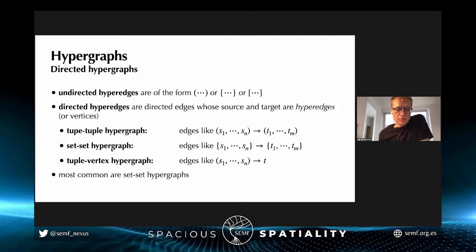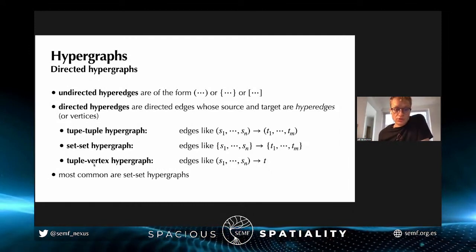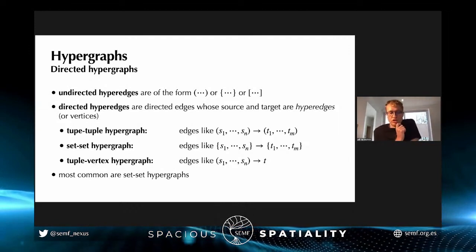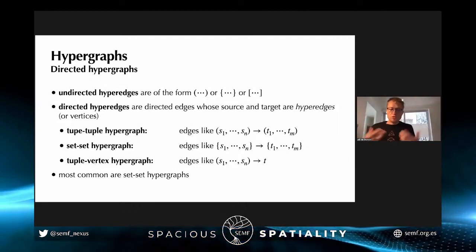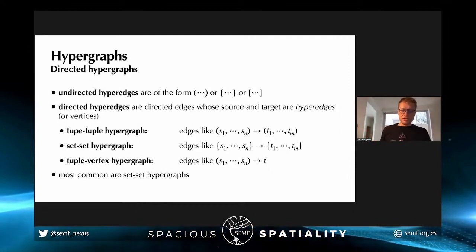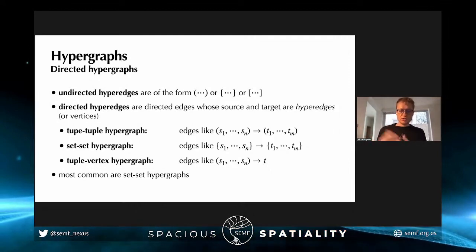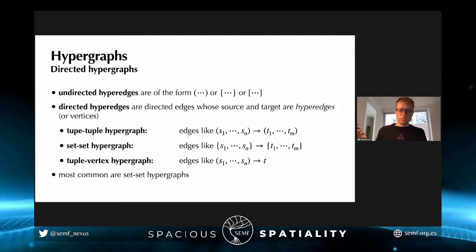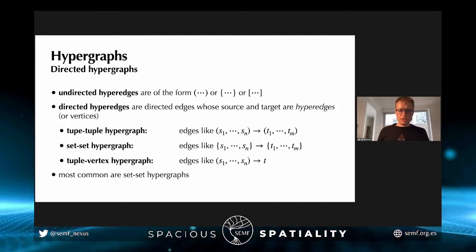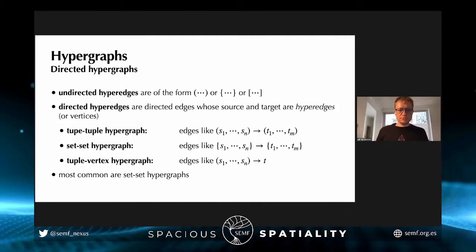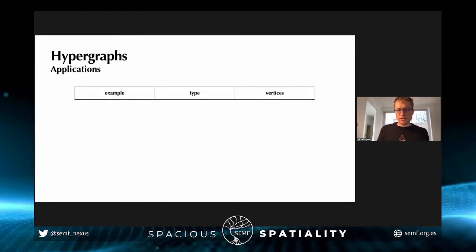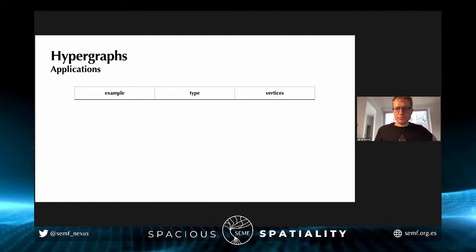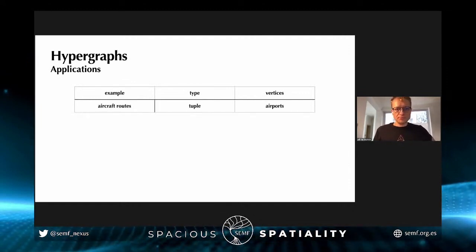Now set-set hypergraphs are the most common, but tuple-vertex hypergraphs are also pretty common. A good example would be cooking, where you have several ingredients that you combine in some recipe. The recipe is the hyperedge, and then the result is usually just one dish or one component of the next step of the recipe. So that's where you'd see a tuple-vertex hypergraph. So let's quickly run through some applications so you can get a feeling for how widespread the scenarios these kinds of models cover are.